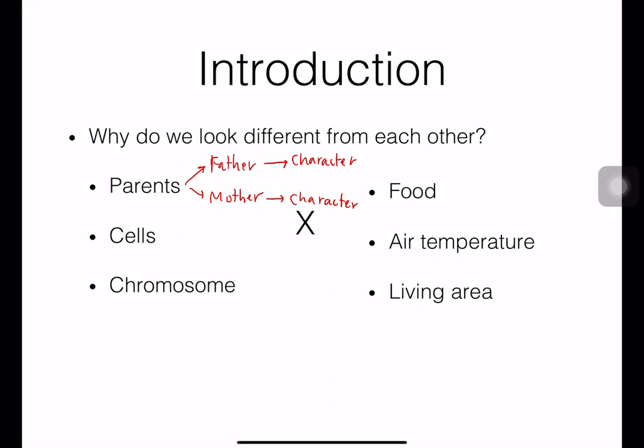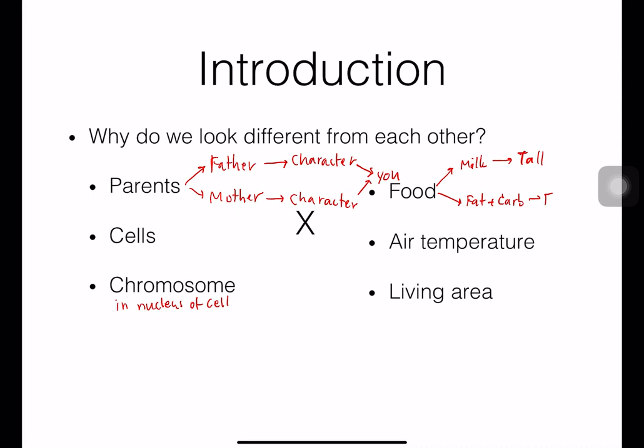Or even the basic cell characters, if we go deeper, somewhere you may not know, it is the chromosomes. It is the structure inside the nucleus of the cells. Or you may mention the food you eat, for example milk. A person who drinks more milk may have a taller and bigger body. But if you eat fat and carbohydrate, you may feel your body change into a fatter, bigger body.